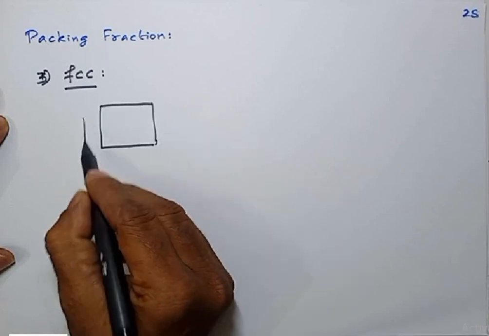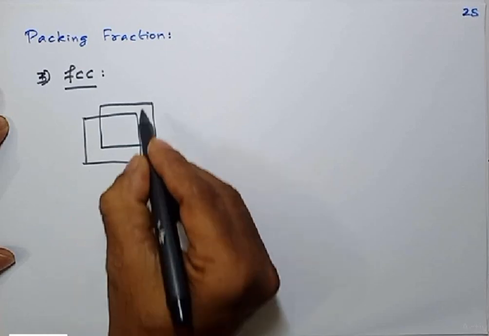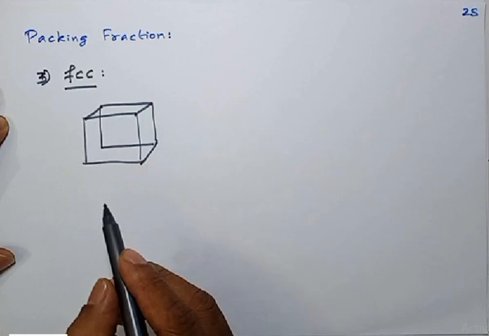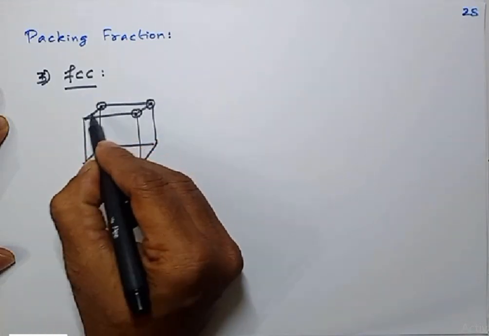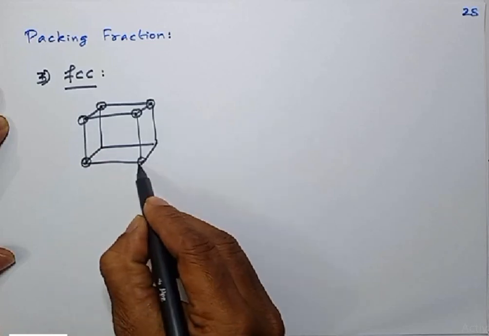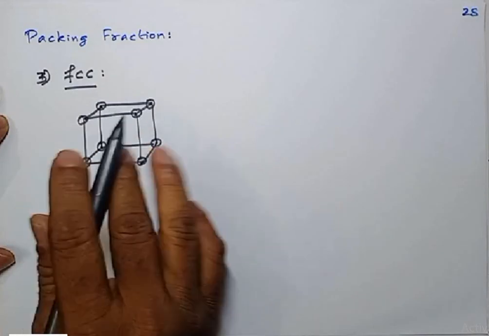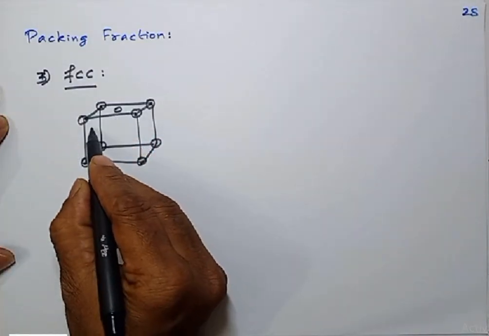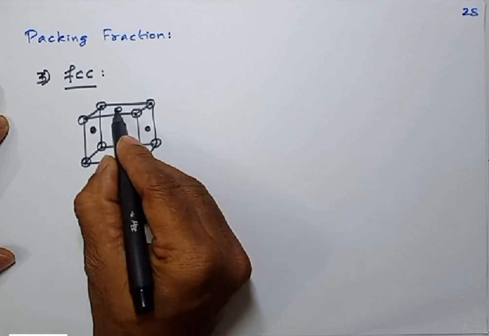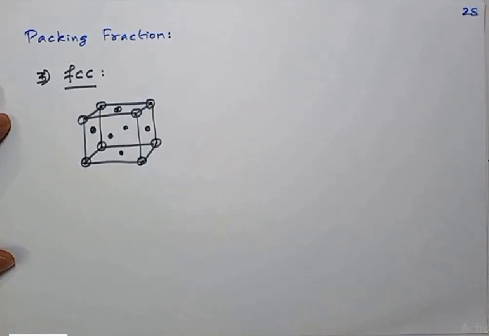I am drawing the cubic unit cell here. First I will draw a cube. Now, in FCC, all the corners are occupied by the particles or atoms. Then all the face centers are occupied: top face center, side face centers, then front, back and bottom. All the face centers are also occupied.